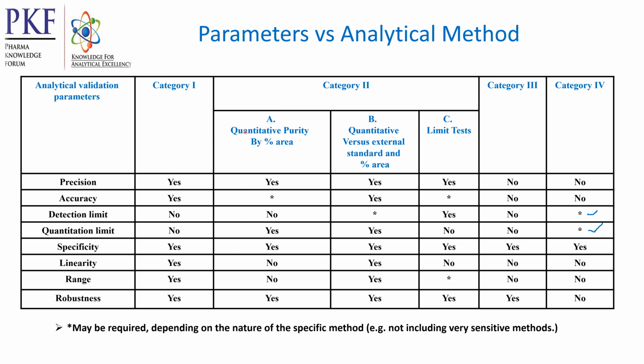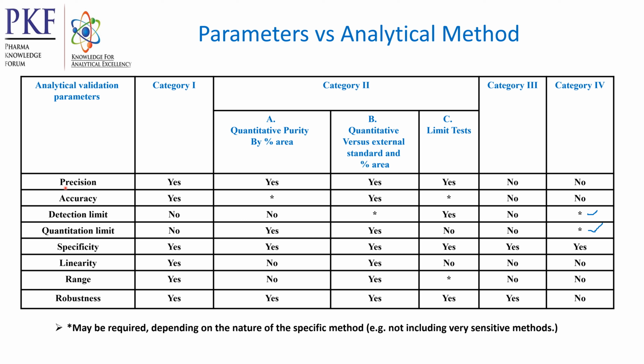A include quantitative purity or purity by percentage area or area normalization method. B include quantitative versus external standard and percentage area or area normalization method. C include limit test. Category 3 include identification test. Category 4 include compendial method.